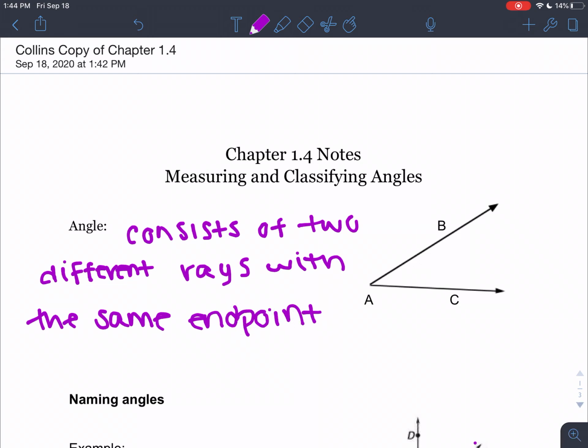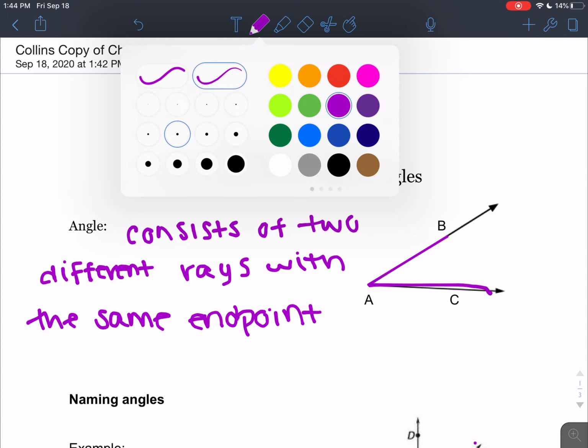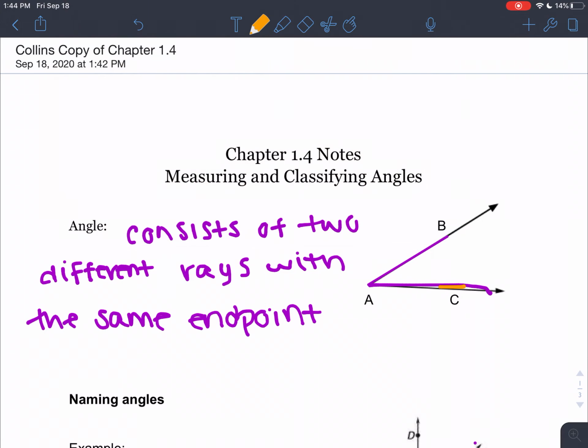So if you look at this angle right here, we have angle BAC. And the way I know that is because we're going from B to A to C. It's like you're passing a ball. You could also name this angle CAB. This is the notation for angle. So you could have angle BAC or angle CAB. It shares an endpoint with two rays coming out in different directions.